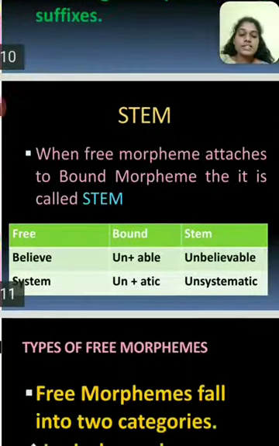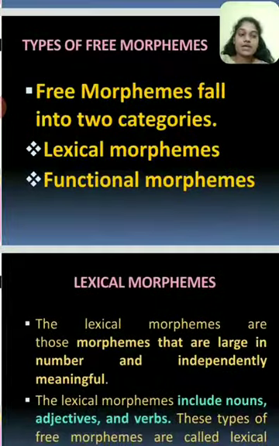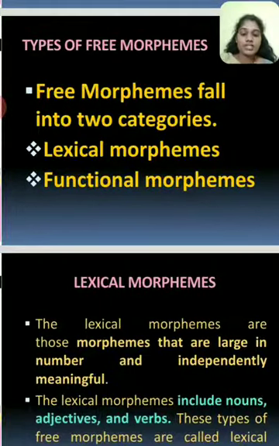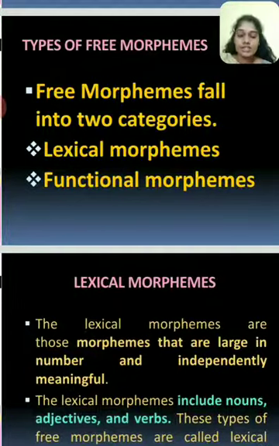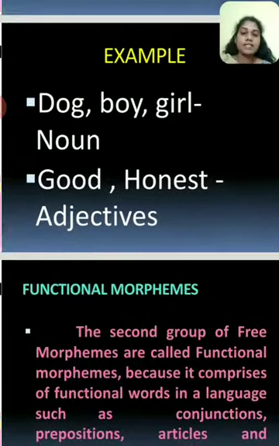Next, we can classify these free morphemes into two types. First one, lexical morphemes. Second one, functional morphemes. Lexical morphemes. This first category carries the content message and it is comprised of nouns, adjectives and verbs. These types of free morphemes are called lexical morphemes. Take for an example, the words dog, boy, girl, these are all nouns. Good, honest are all adjectives.